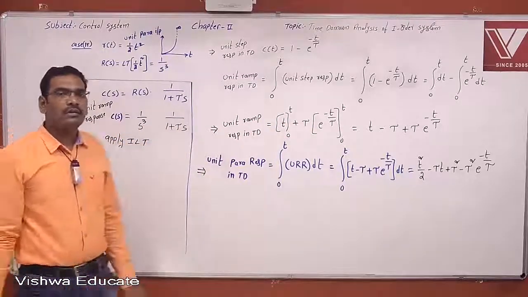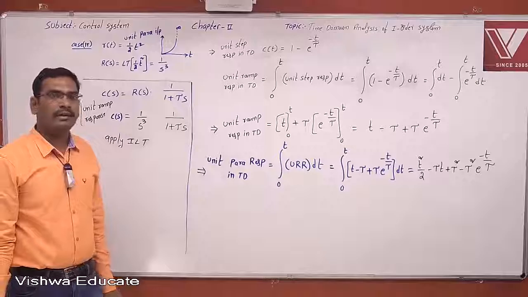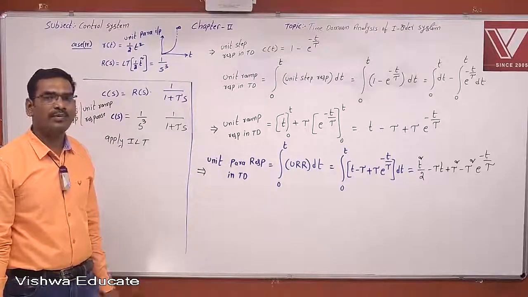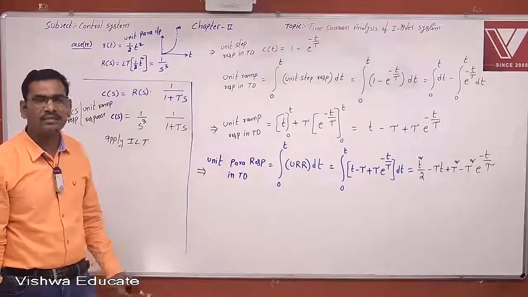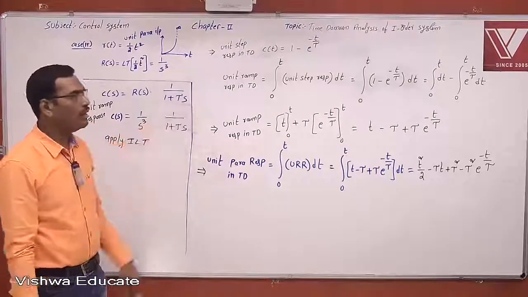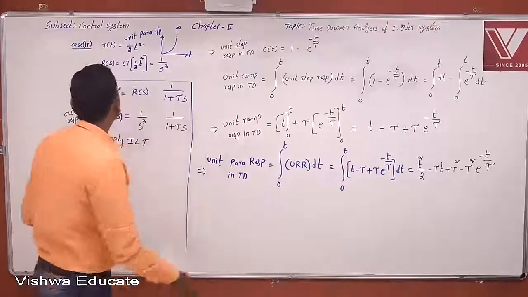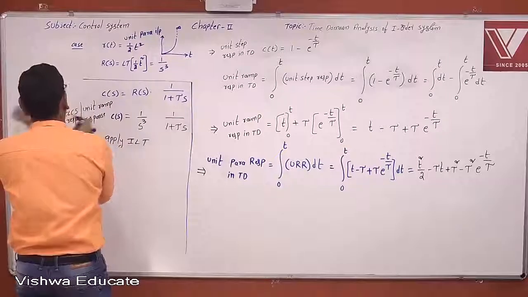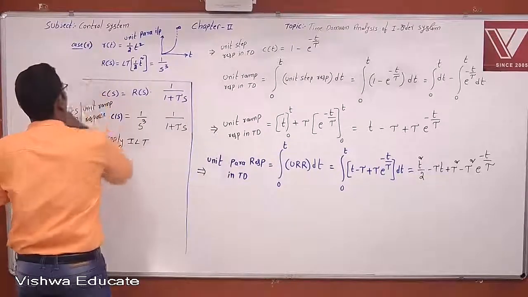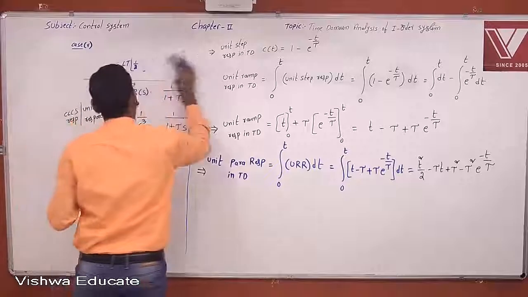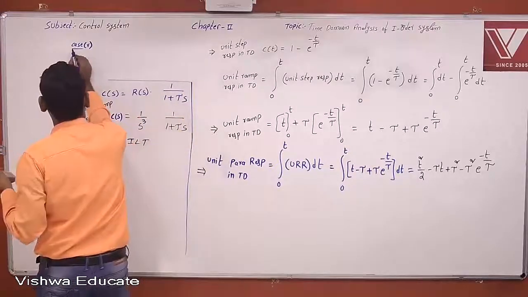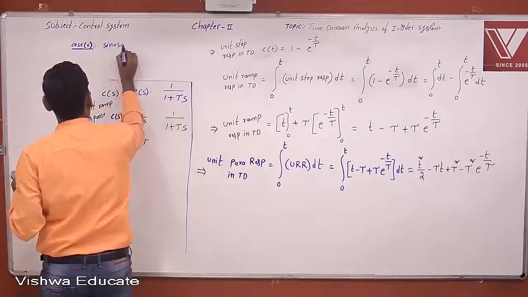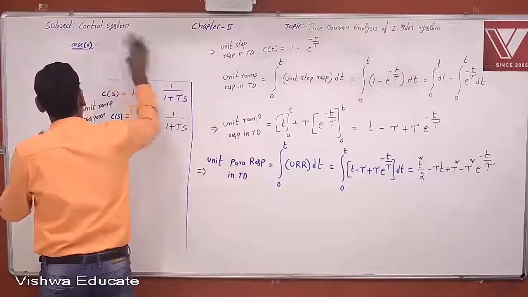Now students, we just saw the unit impulse response, unit step response, unit parabolic response, and unit ramp response for the first order system only. In continuation of that, we saw ramp input, parabolic input, step input, and impulse input. Now we'll see case 5, sinusoidal input. What happens if a sinusoidal input is given?